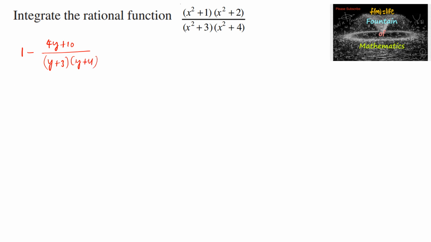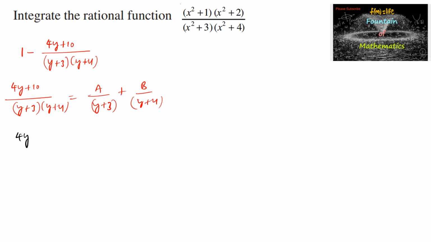So the partial fractions of this, (4y plus 10) upon (y plus 3)(y plus 4), we can write as a upon (y plus 3) plus b upon (y plus 4). So we can write 4y plus 10 is equal to a times (y plus 4) plus b times (y plus 3).